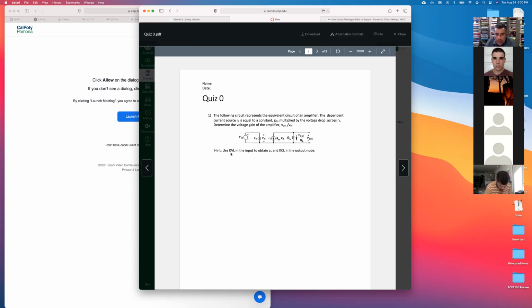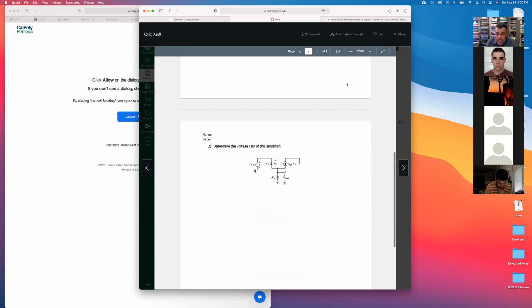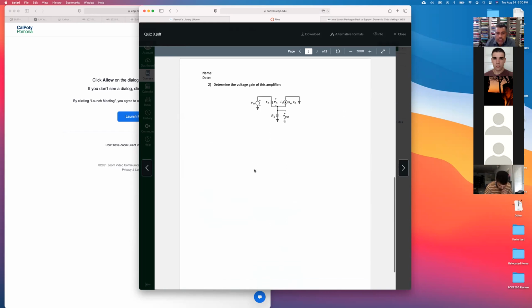Basically, you're supposed to use Kirchhoff's voltage law and Kirchhoff's current law. There's a little hint here. I don't know how good of a hint it is, but that's one. And two is similar, but it's basically the voltage gain of this amp. And here, notice that output is down here across this resistor, from the resistor to the ground, and the input is here.